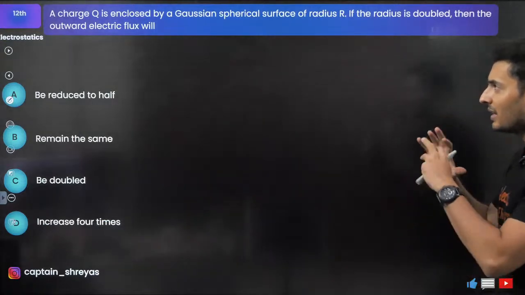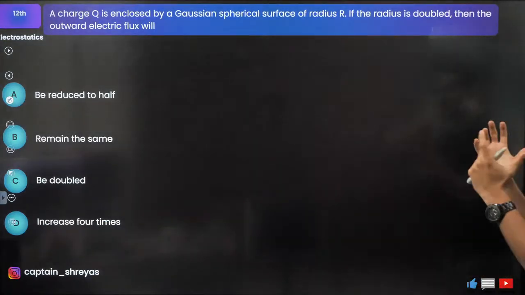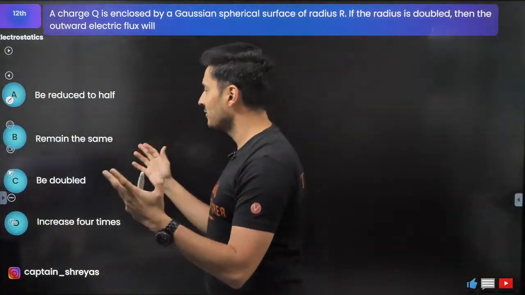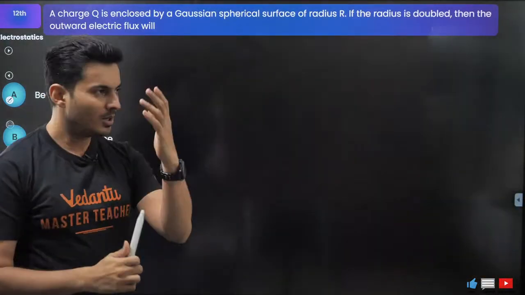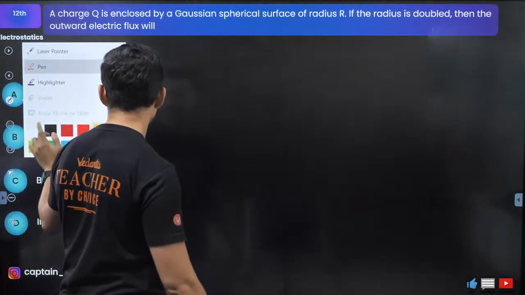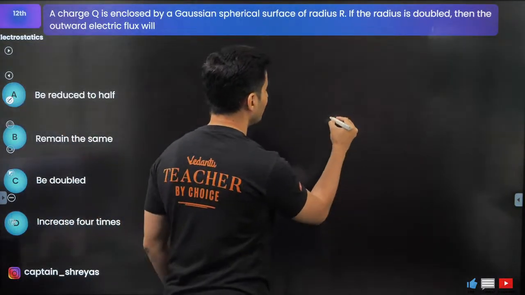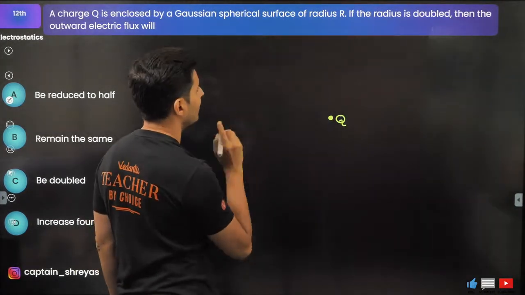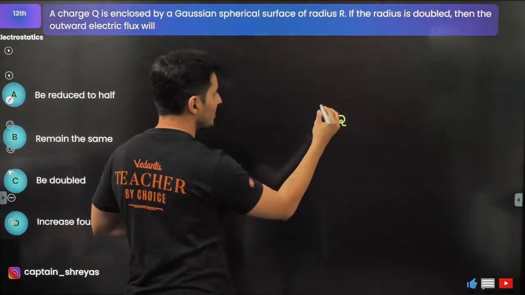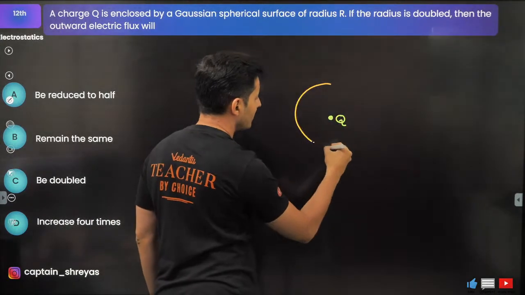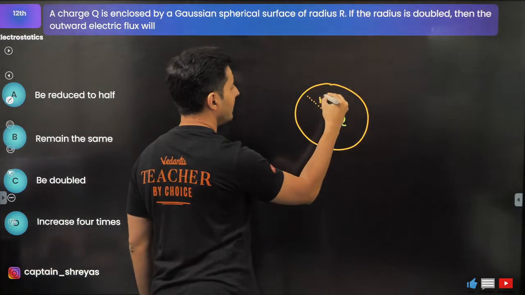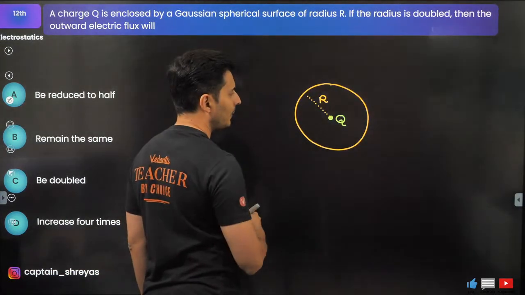A charge Q is enclosed by a Gaussian spherical surface of radius R. Now, if the radius is doubled, the new flux will be half, same, doubled, increased 4 times. Beautiful question. Let's try to understand the diagram first. There is a charge Q and it is enclosed by a Gaussian surface of radius R. So let me draw a Gaussian surface of radius R. This is my Gaussian surface and this is nothing but your radius R in the first scenario.